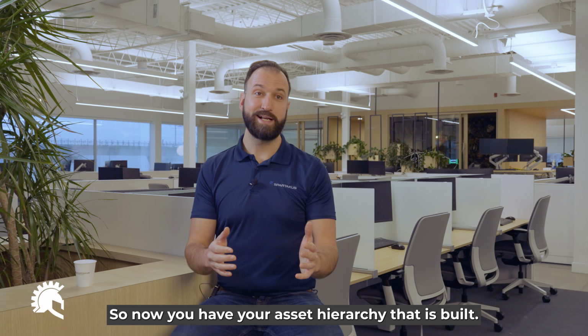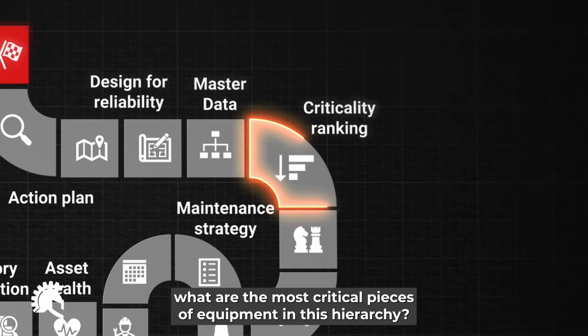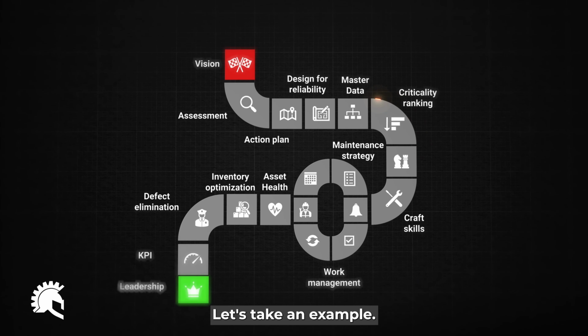So now you have your asset hierarchy that is built. You must now ask yourself, what are the most critical pieces of equipment in this hierarchy? Let's take an example. You go to your boiling area and you ask your production manager there, what is the most critical piece of equipment of our facility? He will surely answer you, well, it's the boiler, of course.